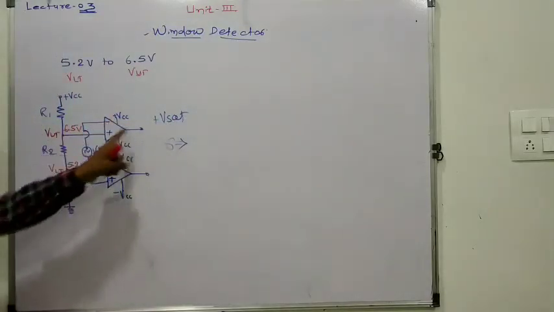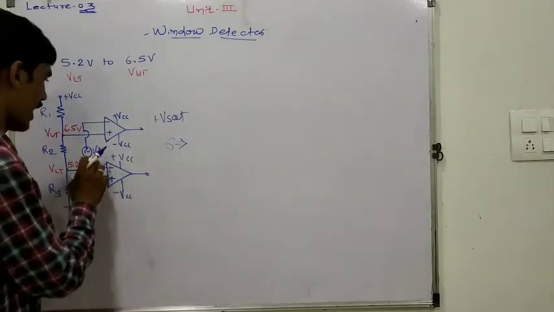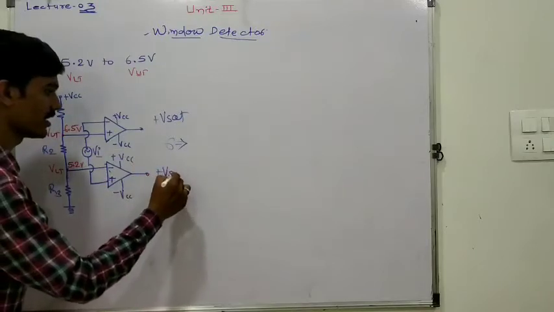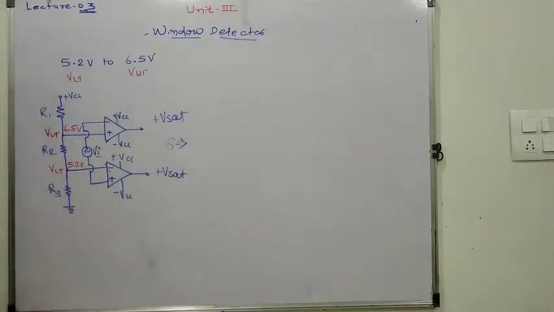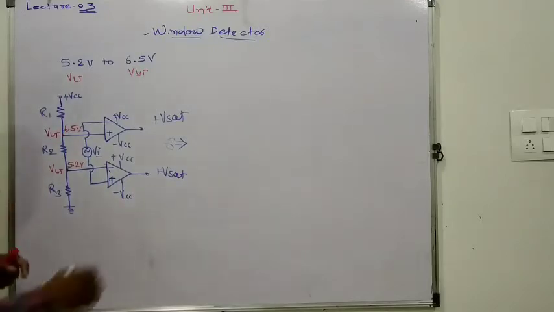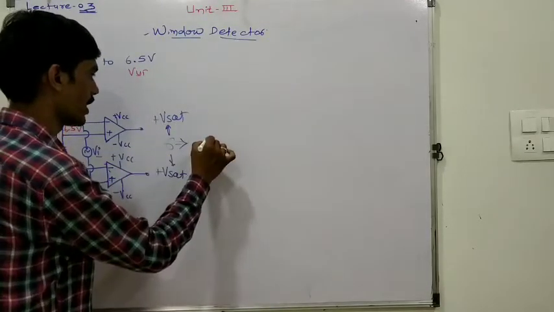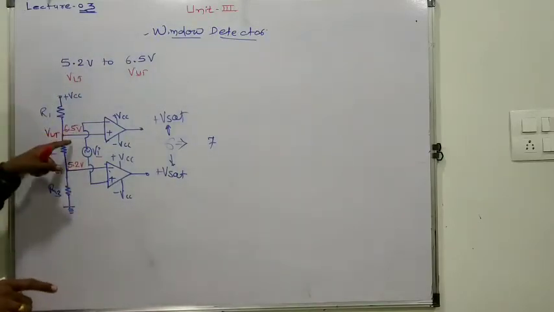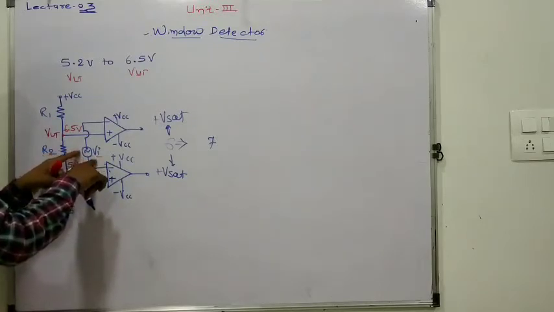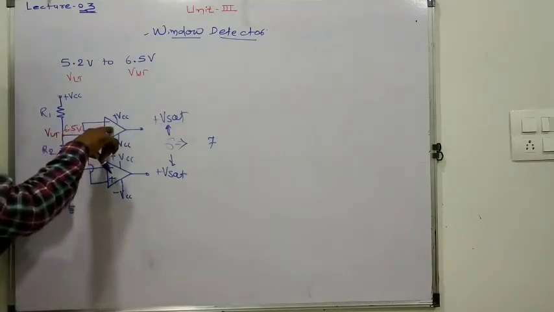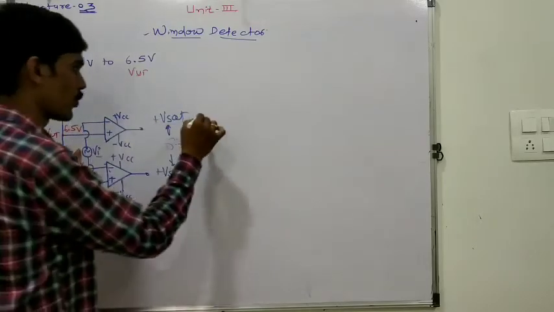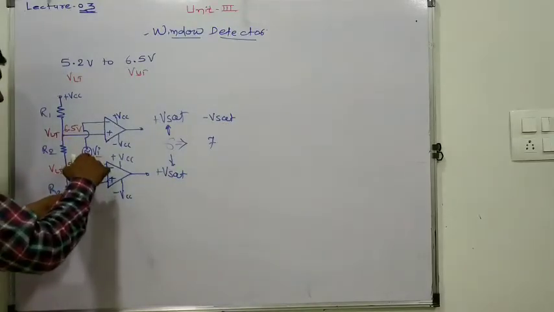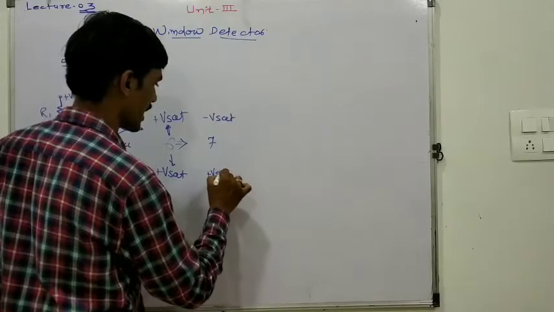And similarly, if we are comparing this with this, as this is non-inverting, it is greater than, that's why here also we are getting plus Vsat. Is it right? Now if we are providing 7 volt, it is greater than 6.5. Since it acts as an inverting operational amplifier, we are getting minus Vsat here. As this is non-inverting and the input is greater than 6.5, we are getting plus Vsat here.